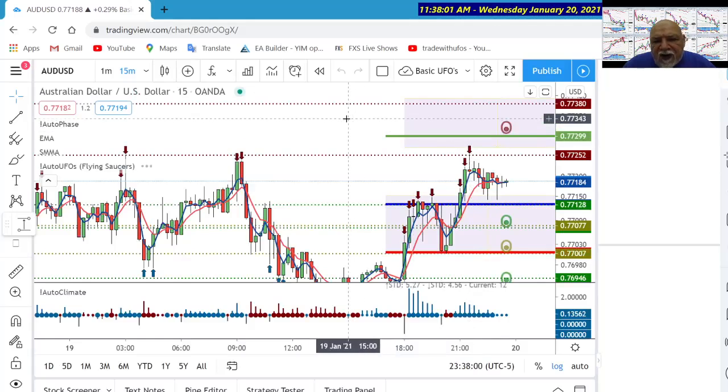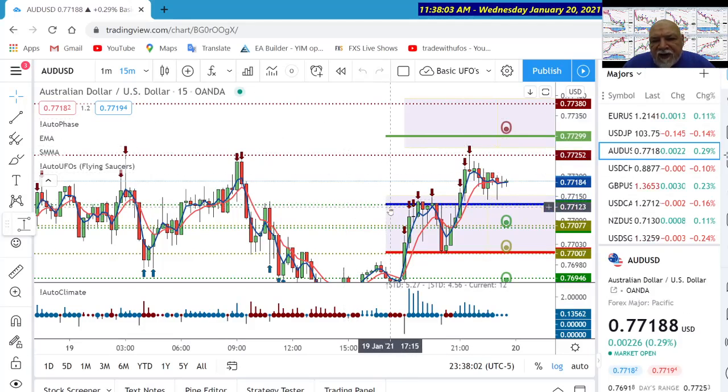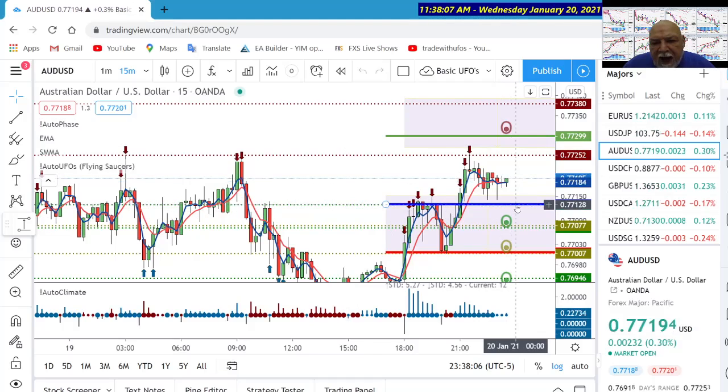Here's the Aussie US dollar, and as you can see here, we put in a limit buy at 77.13, a stop at 77.00, and a target at 77.30. So it's a little better than a 1-to-1. That's the trade that we put on today.